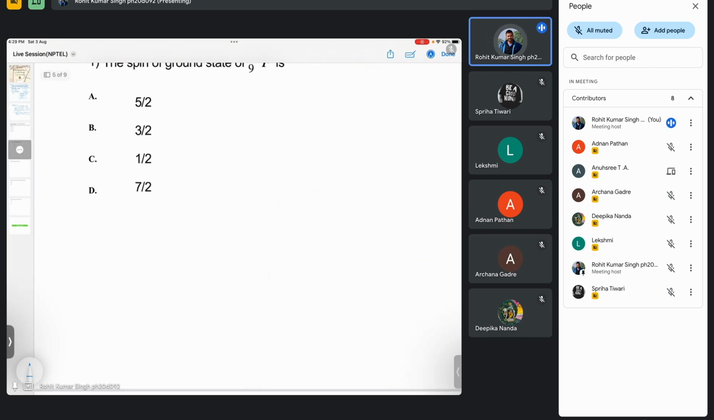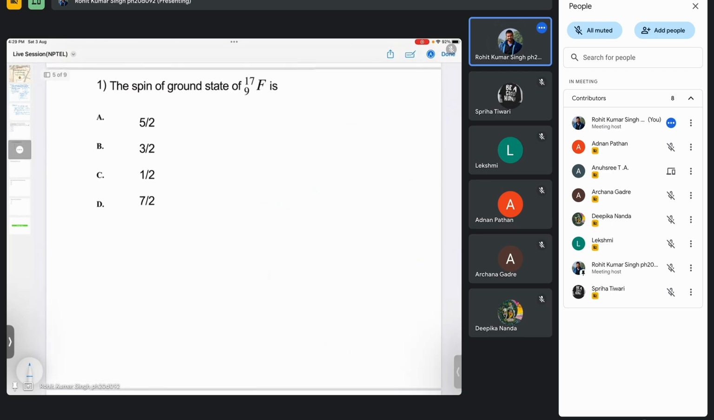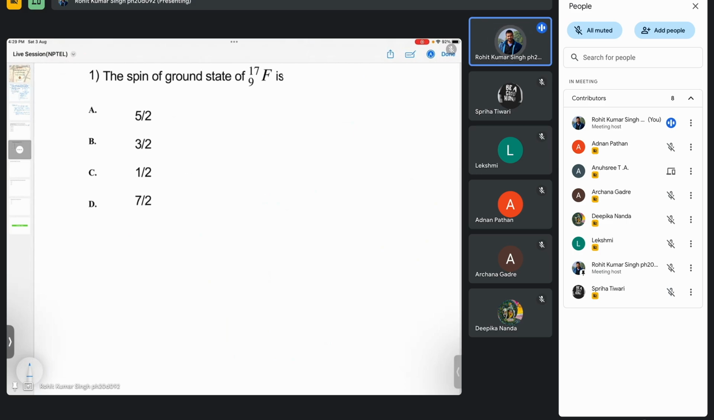Okay, so then one problem is there from the shell model. We have to find the spin of the ground state of fluorine, the nucleus of fluorine. Here the number of protons is 9, and the mass number is 17, so the number of neutrons is 8.